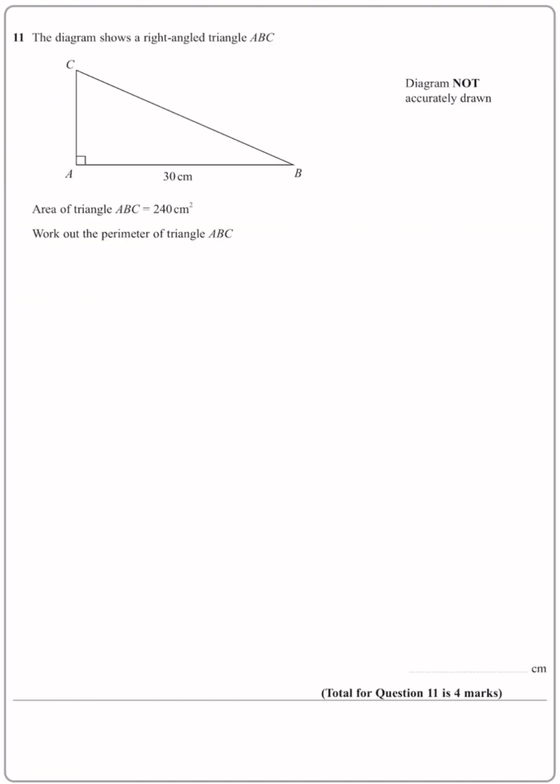Question number 11. We've got ourselves a right-angled triangle. Work out the perimeter. So a half times a base times the height will be 240. So a half times 30 times the length AC is 240. Divide 240 by 15, you get 16. So A to C is 16.